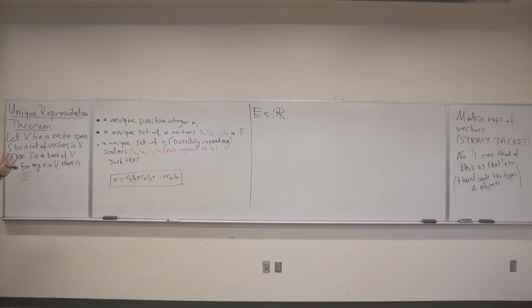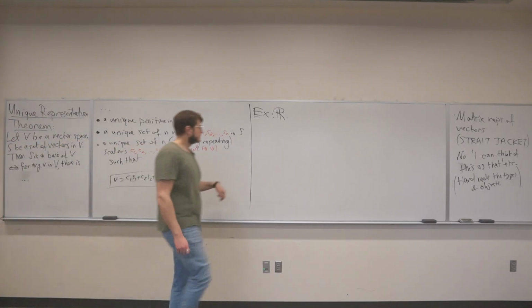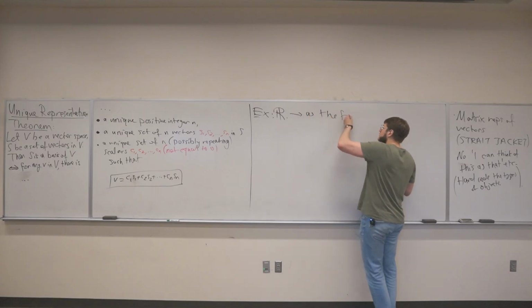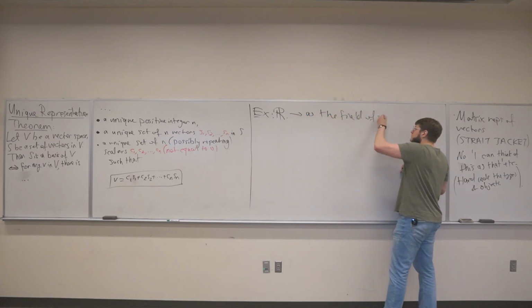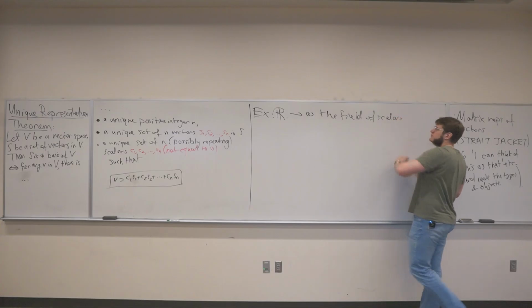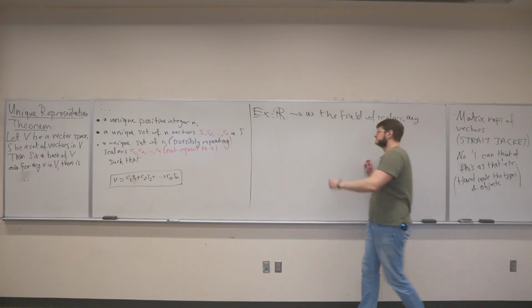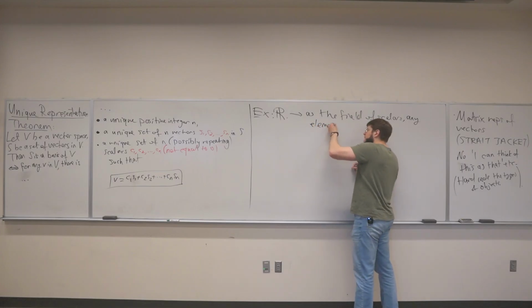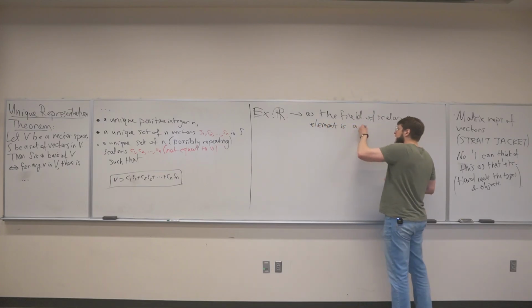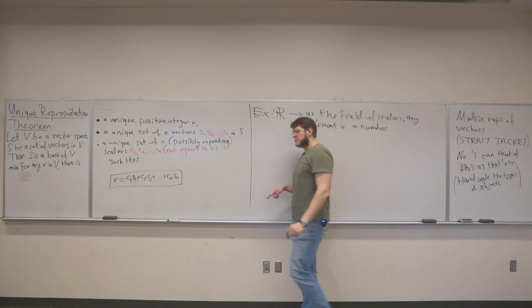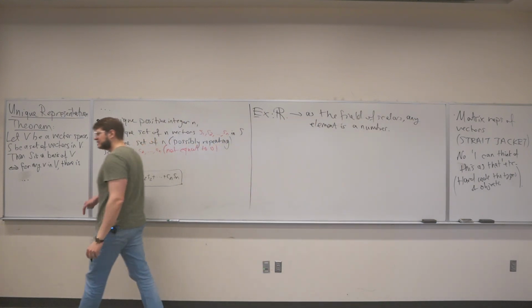If I'm thinking of R as the field of scalars, its elements are just going to be numbers. As the field of scalars, any element is a number, a real number. Okay, but I can think of R as a vector space also.